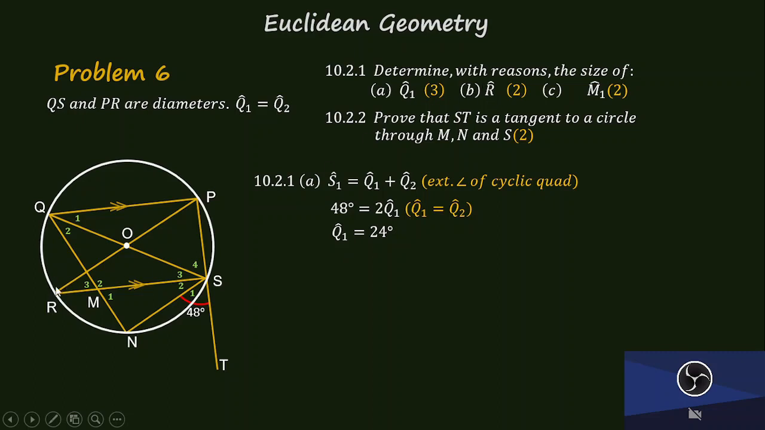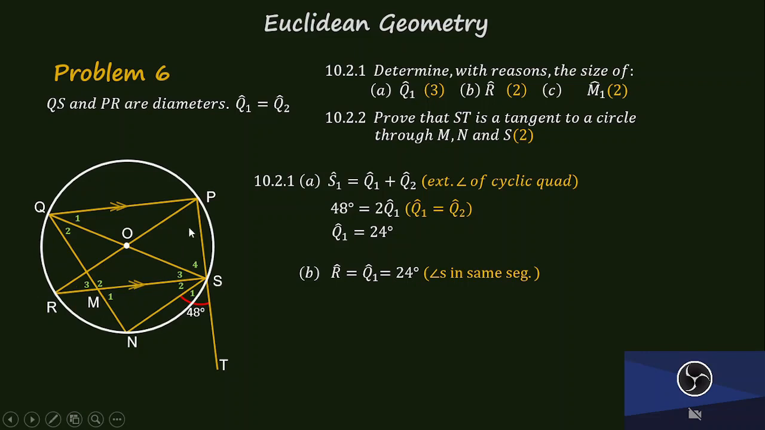Now we need to find the value of R. Let's look at this shape. We have the butterfly shape, theorem 4. Therefore, Q1 will equal R. These are angles in the same segment, right? You could also show that S3 equals P, angles in the same segment, but we are not interested in that. Now we need to find the value of M1.